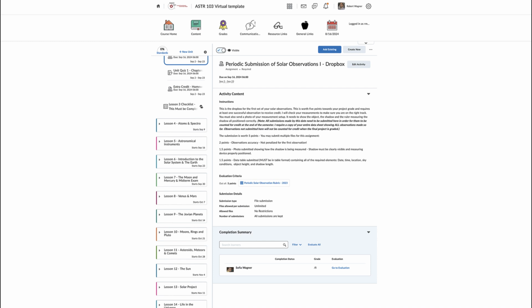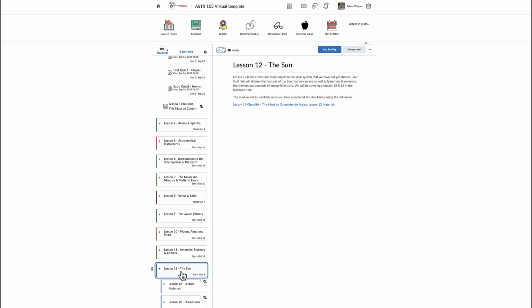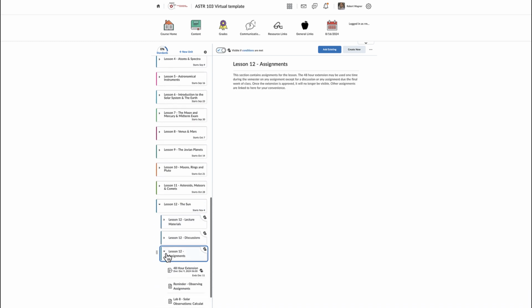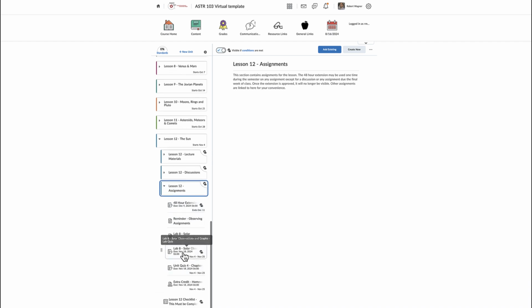I ask them to get about 10 observations over the semester, and that just keeps them from trying to squeeze them all in the last month or last few weeks of the class. Now, after they've gotten there, one of the other things I do for this is use one of my labs. That's in the 12th lesson in my class.